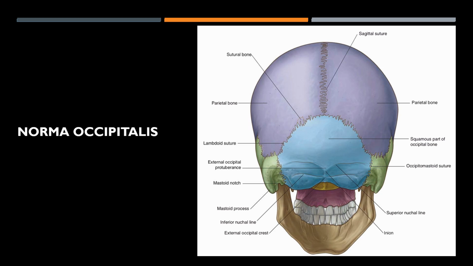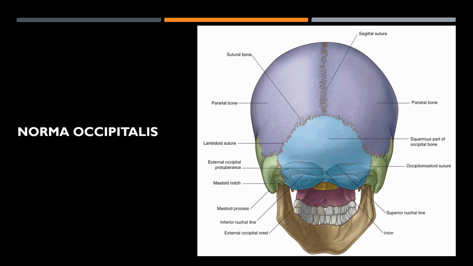Another critical feature visible on the posterior view is the lambdoid suture, which is here. The lambdoid suture connects the occipital bone with the two parietal bones. This suture has a characteristic lambda shape, from which it gets the name lambdoid suture. It also plays an important role in maintaining the structural integrity of the skull.